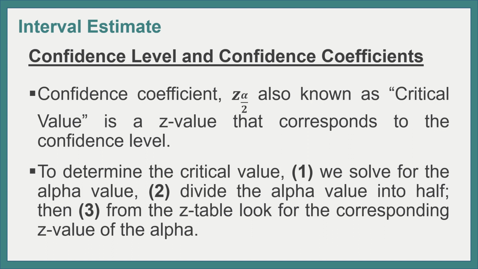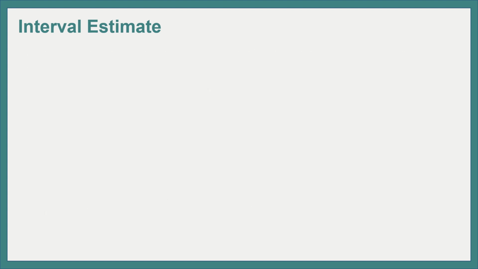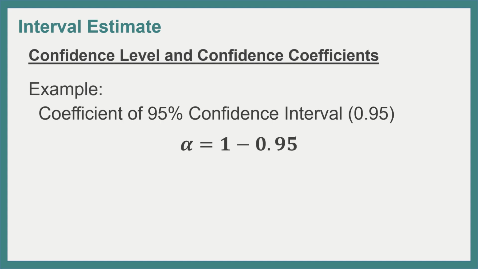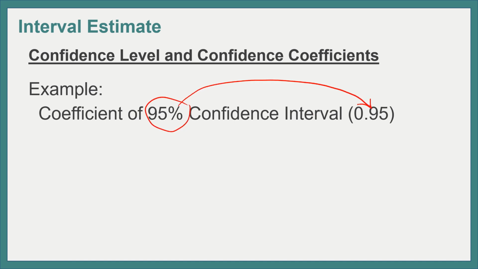To determine the critical value, or our confidence coefficient, first we need to solve for the alpha value. Second, we divide the alpha value into half. And third, from the z-table, we look for the corresponding z-value of the alpha. For example, we would like to find the confidence coefficient for the 95% confidence interval, or confidence level. First, we need to turn this into its corresponding decimal.